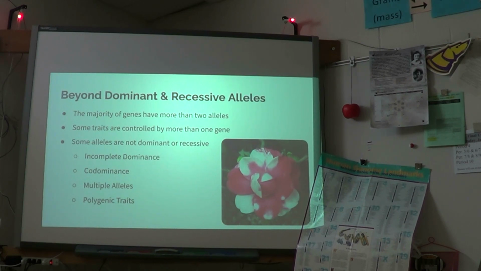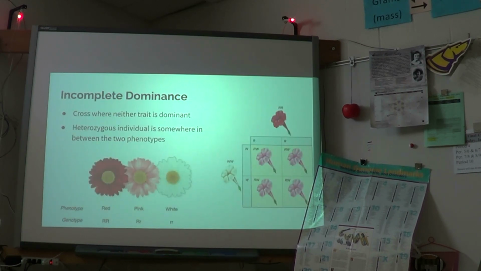There are some things that have more than 2 alleles. You know, besides yellow and green, there might be yellow, green, and blue. There might be yellow, green, blue, purple, 18 colors, I don't know. There can be more than just the dominant or recessive allele. There might be multiples. Sometimes these traits are controlled by more than one gene. And sometimes they're not just dominant or recessive. Sometimes they're incomplete dominance, or codominance, or multiple alleles, or polygenic traits.